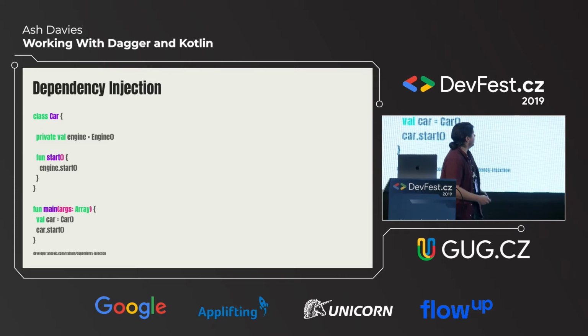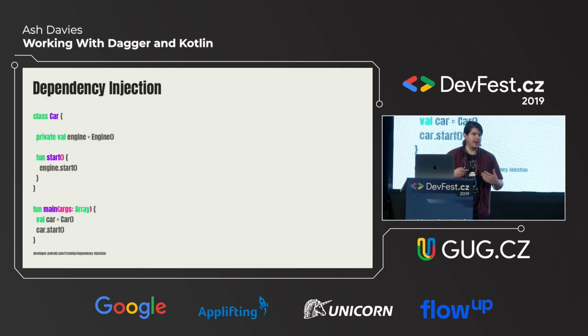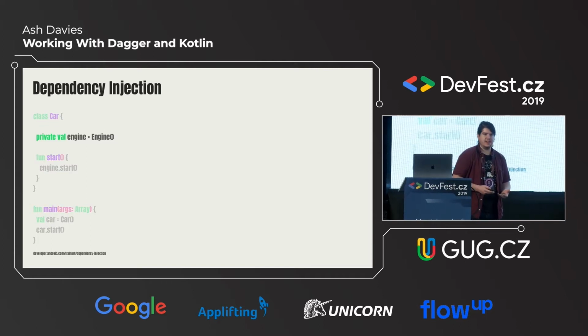This is the same sample actually provided in the Google documentation. We have a simple car. Now, the car has a dependency, which is the engine, because the car cannot operate without an engine. But in this case, it's being instantiated in the class itself, so it's really difficult to manipulate this if you want to change it into a fake for testing purposes or reuse the implementation for something else.